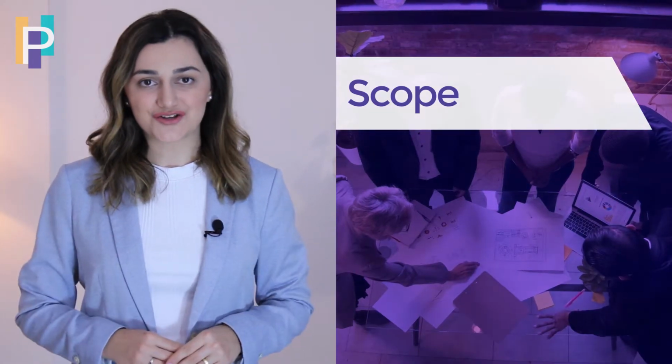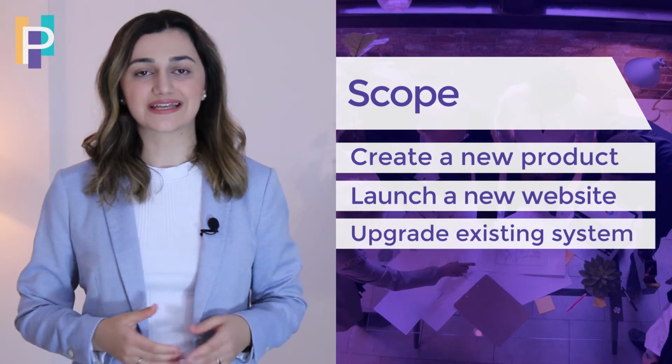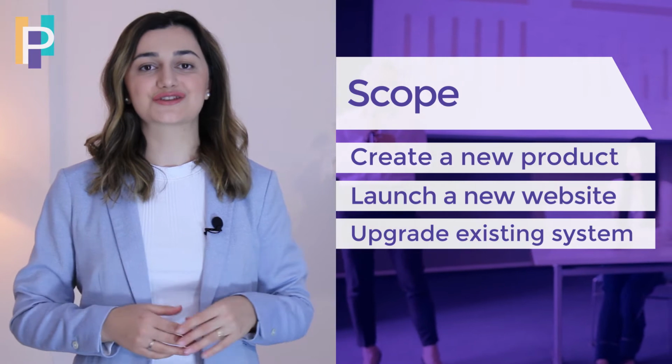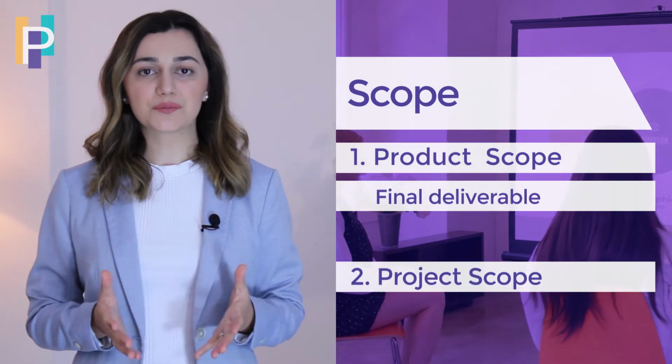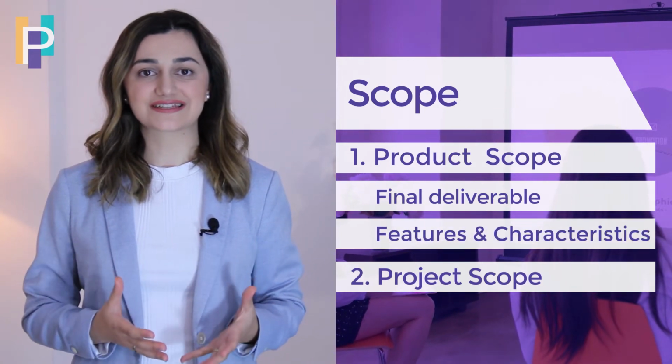First, let's break down the term scope creep and focus on the word scope. Each project starts with a requirement. For example, to create a new product, to launch a new website, or upgrade an existing system. Based on the project requirements, we define the scope of the project. We can divide the scope into two parts: product scope and project scope. Product scope defines what the final deliverable of the project will be, what features and characteristics it will have.